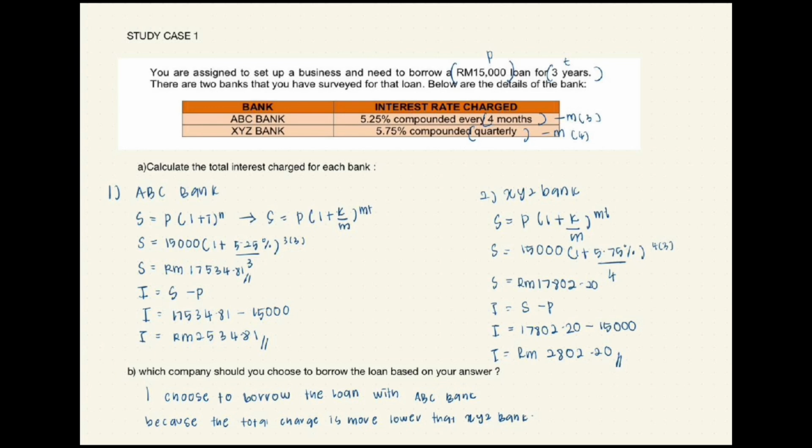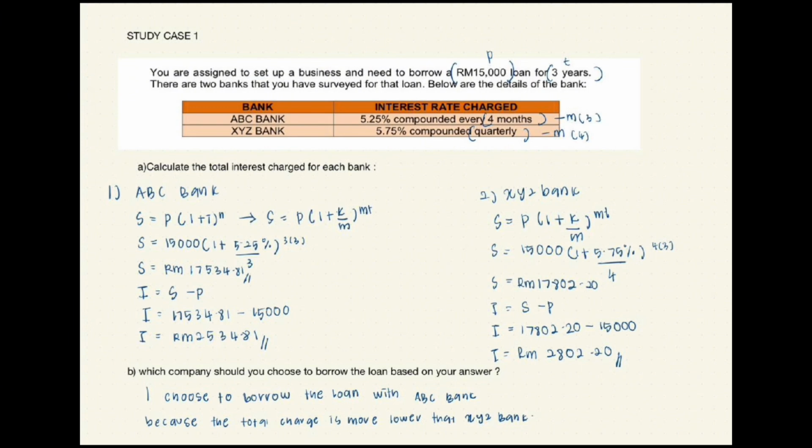For ABC Bank, the formula is S equals P in bracket 1 plus i, power of n, referring to S equals P in bracket 1 plus k per m, power of mt. Then we put all the numbers in the formula, which is S equals 15,000 in bracket 1 plus 5.25% per 3, power of 3 in bracket. And then we got S equals 17,534 ringgit 81 cents.